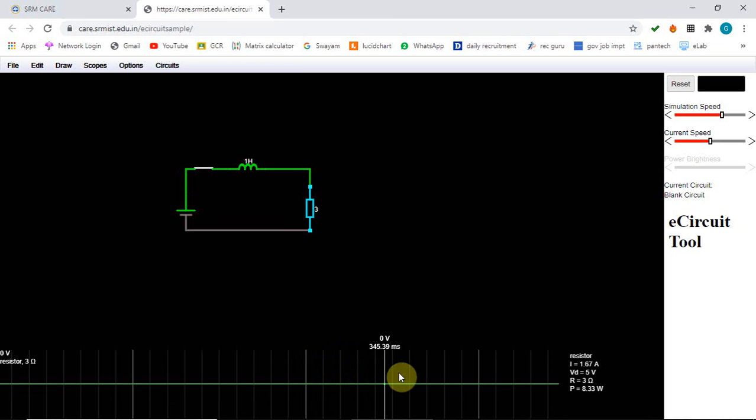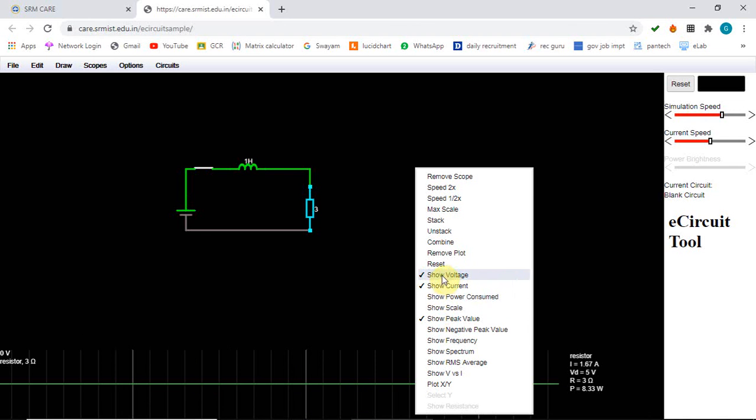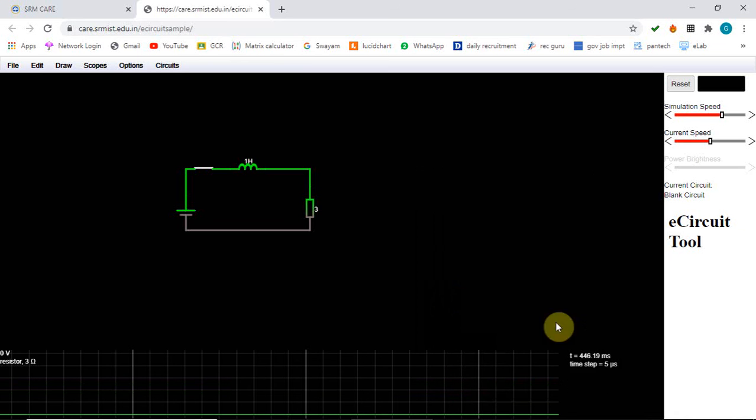If you keep your cursor on the scope and right click it, it will show you show voltage and show current. We need only voltage. We are going to verify the transient voltage. So keep only show voltage and remove show current. Okay, now we are going to run our simulation.